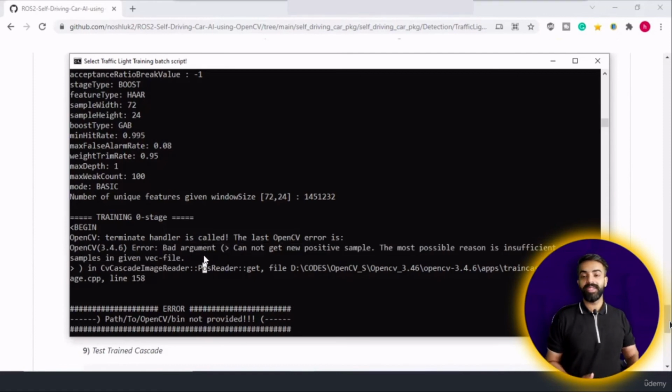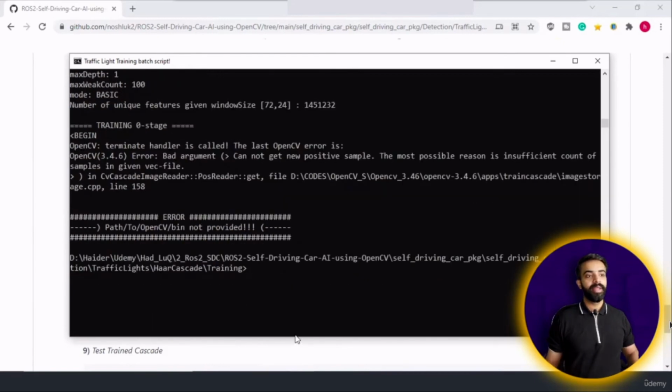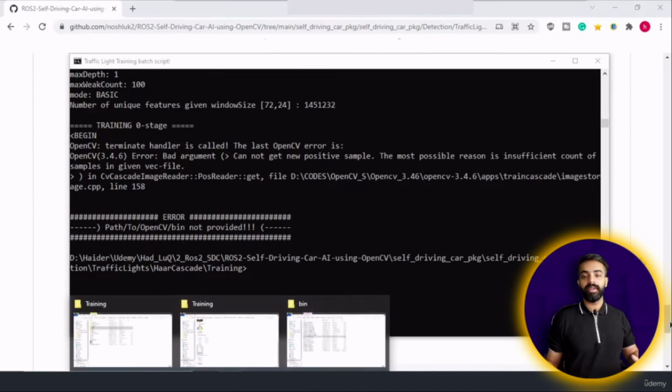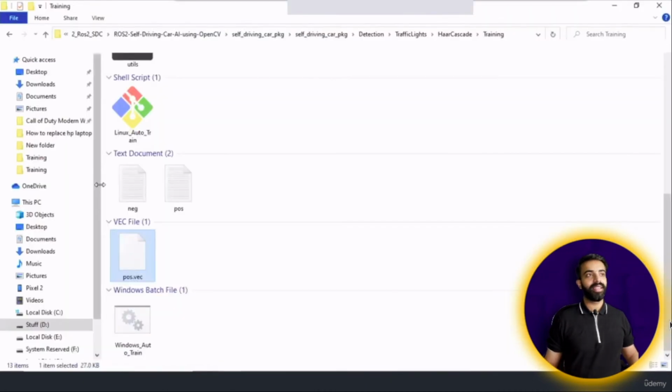So this is how the training process can be done for training the Haar cascade for the traffic lights, but the same procedure can be followed for any other object that you want to detect using the Haar cascade algorithm. Now, once you have trained the Haar cascade algorithm, as we mentioned previously in the command, all this gets stored inside the cascade folder.